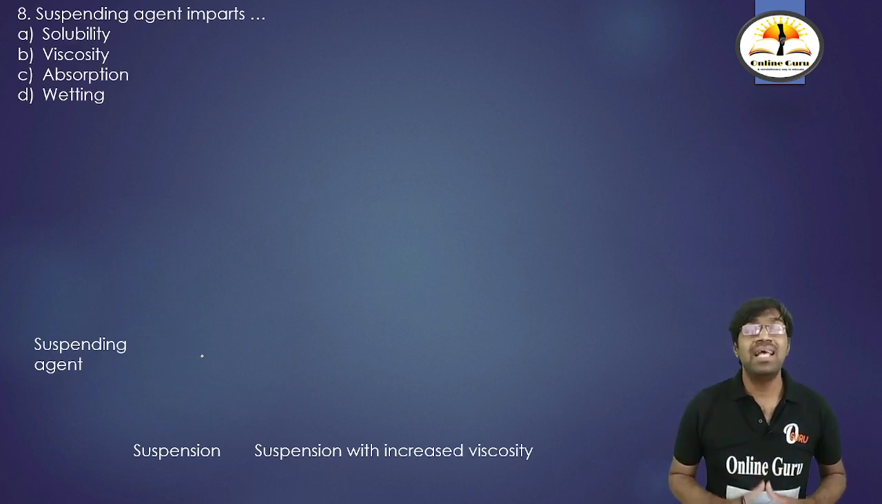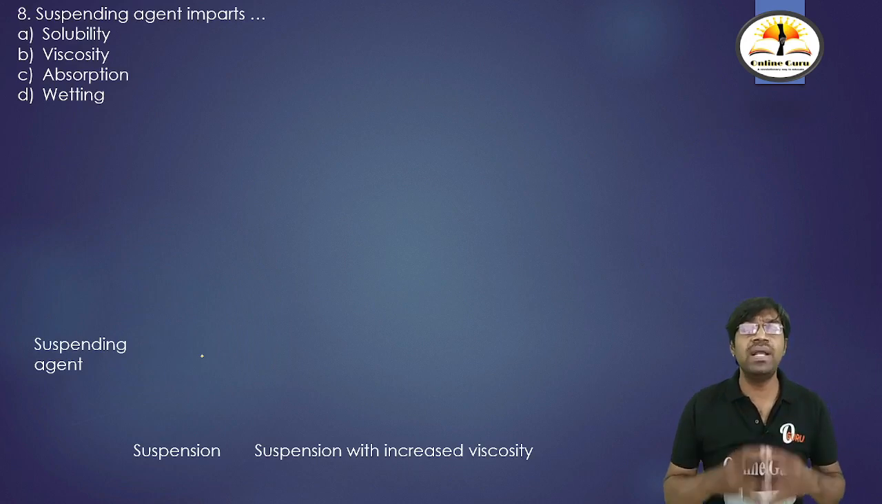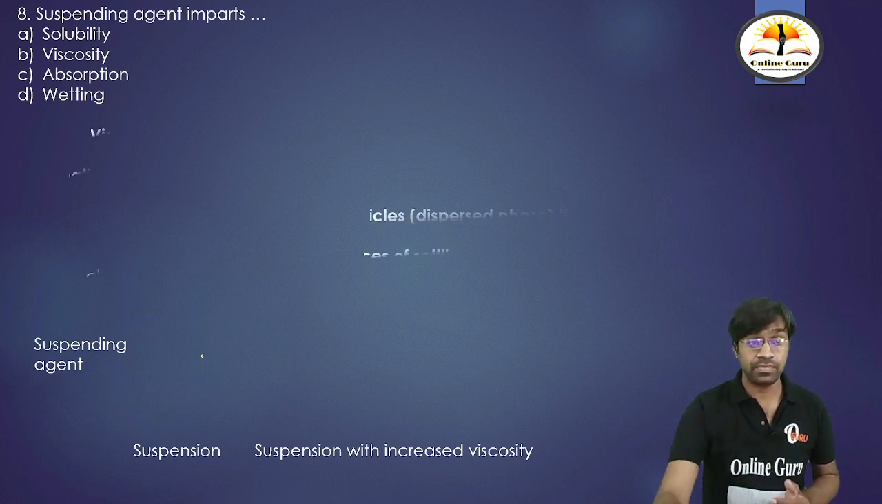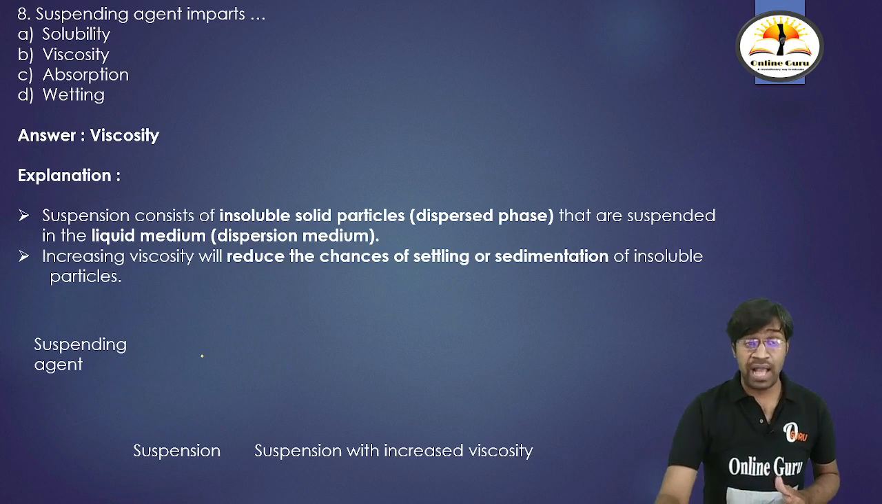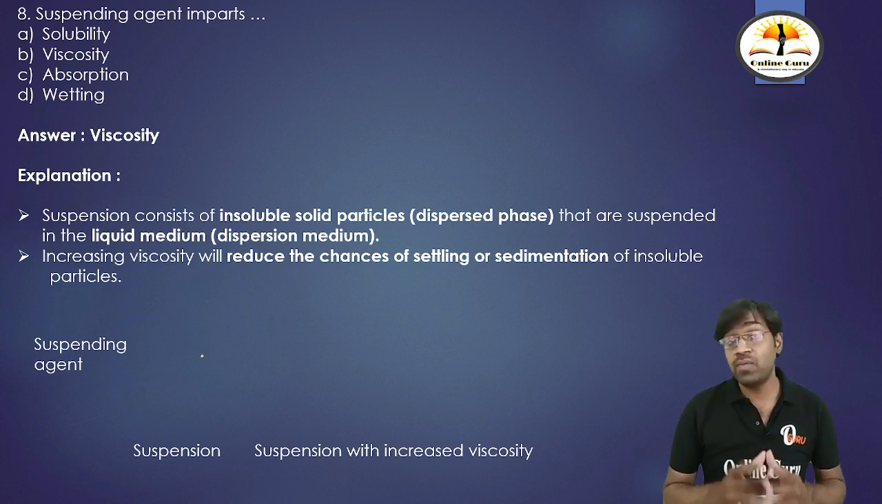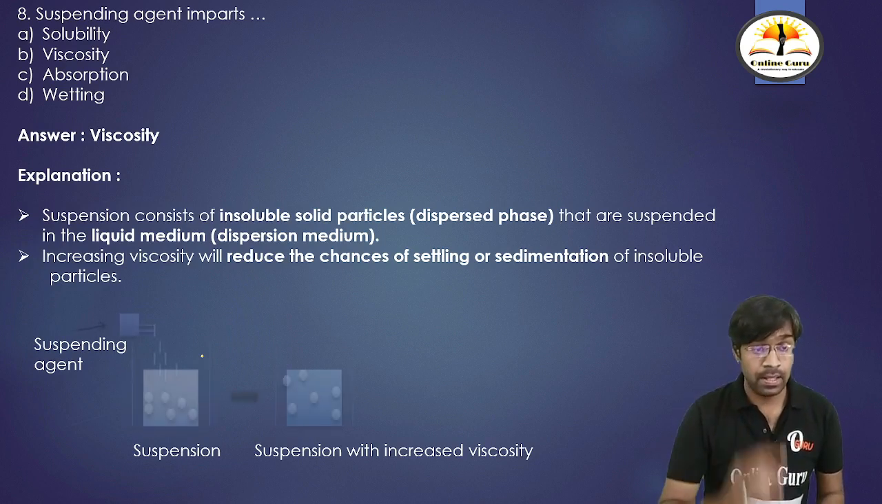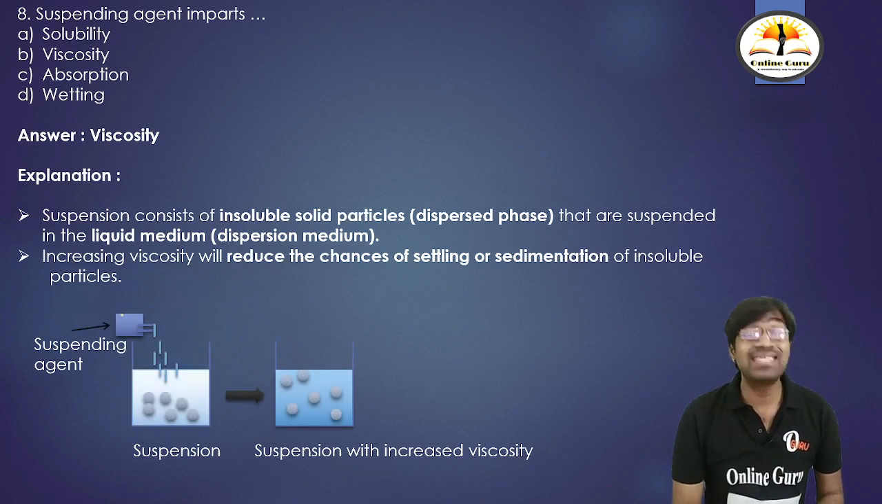The next question: suspending agent imparts option A solubility, option B viscosity, option C absorption, and option D weighting. The actual answer is viscosity. What will happen? We are going to discuss it diagrammatically. This is the suspending agent.